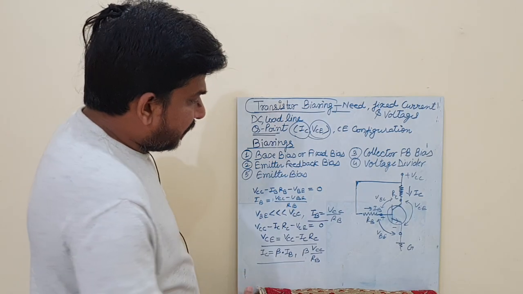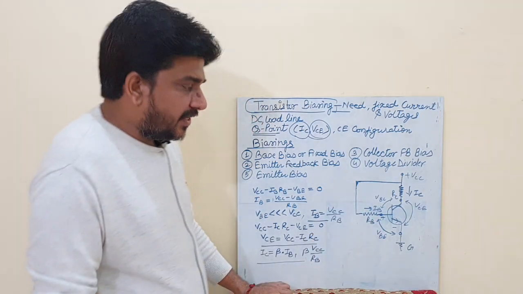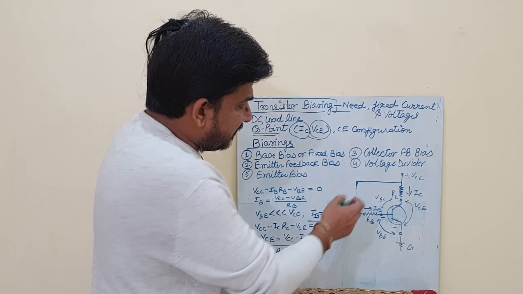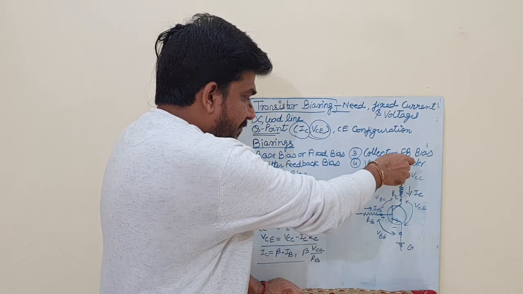So this is the circuit which you can see here. This is the fixed bias circuit. In the fixed bias circuit, what we can see is a VCC, a common supply, here.